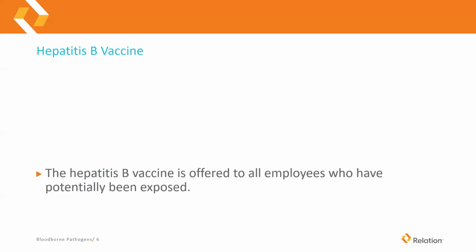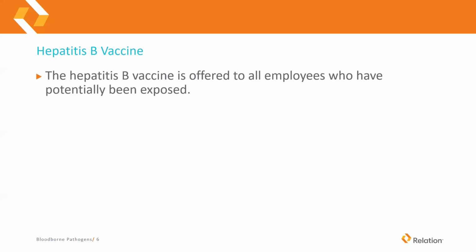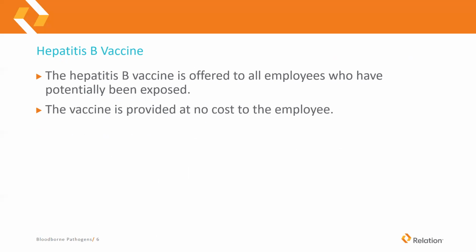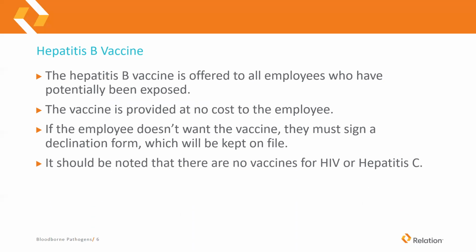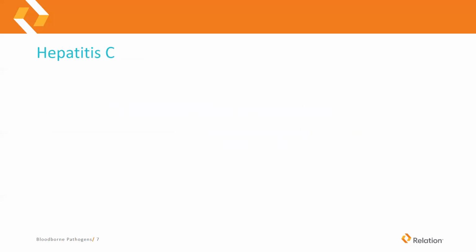The hepatitis B vaccine. This is something that is offered to all employees who have potentially been exposed to hepatitis B. The vaccine is provided at no cost to the employee. And if the employee doesn't want the vaccine, they must sign a declination form, which will be kept on file with your company. It should be noted that there are no vaccines for HIV or hepatitis C.